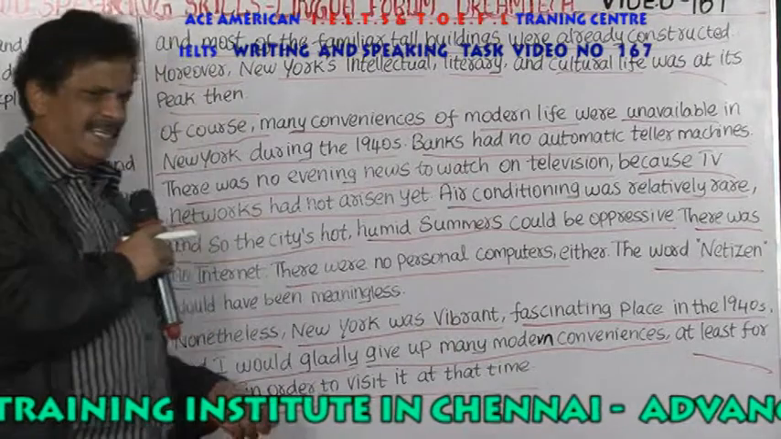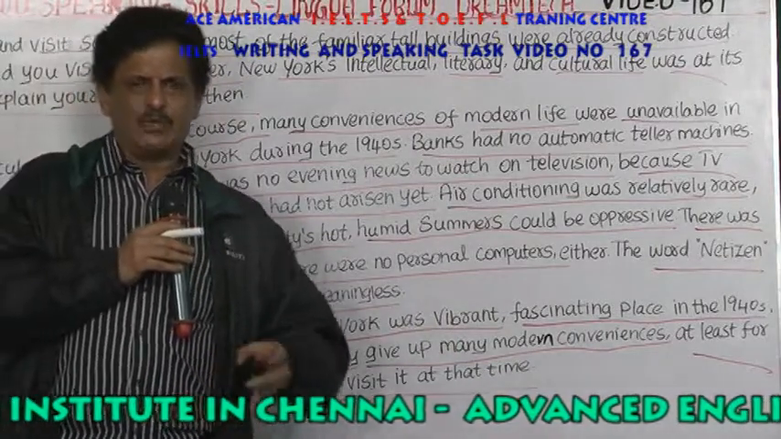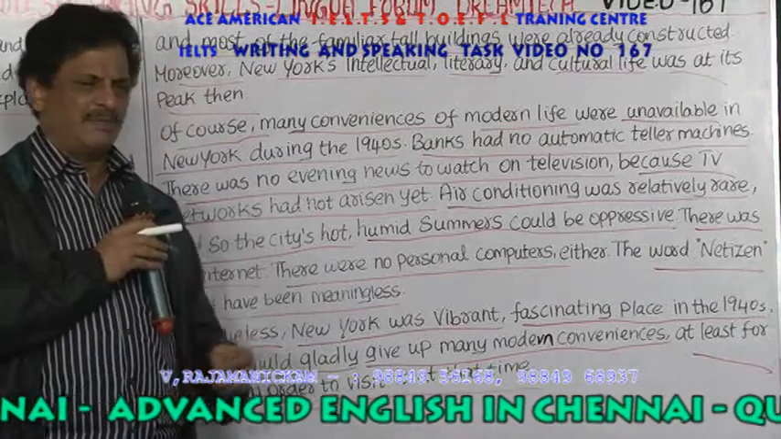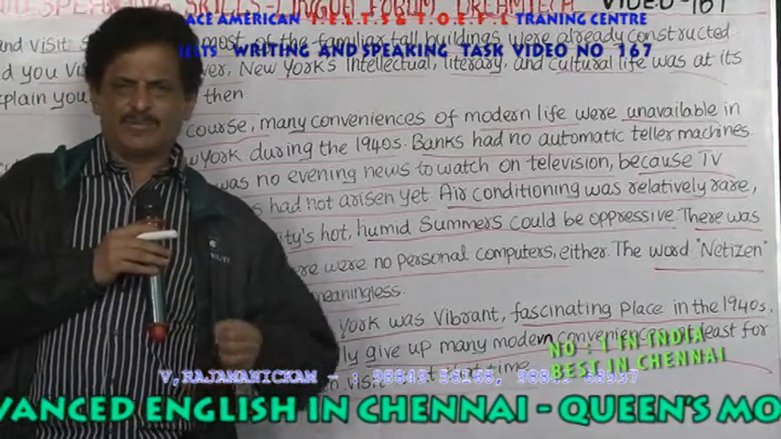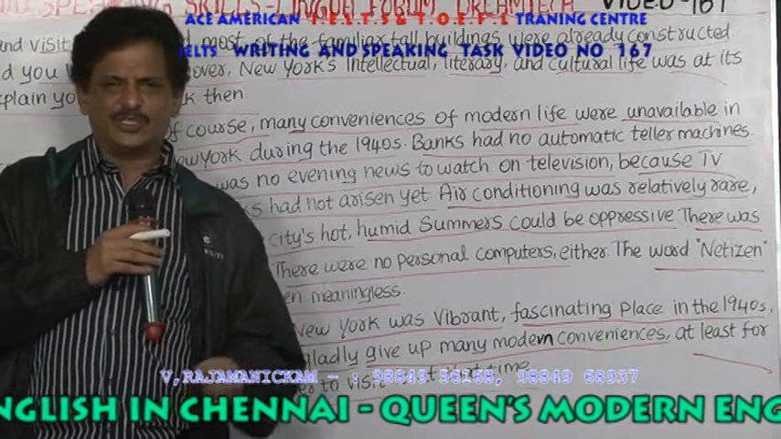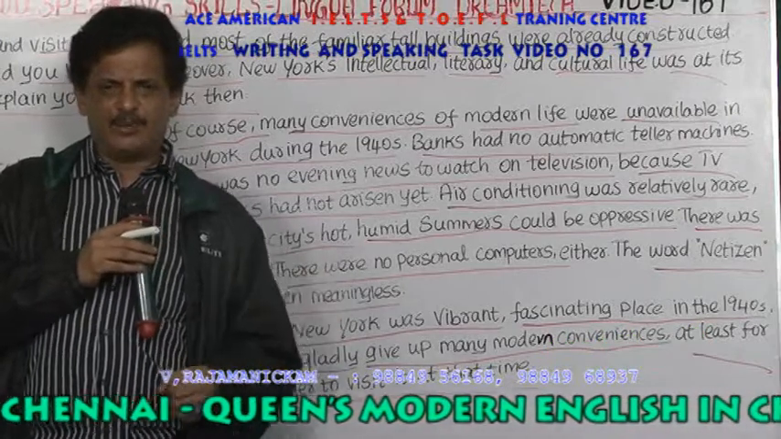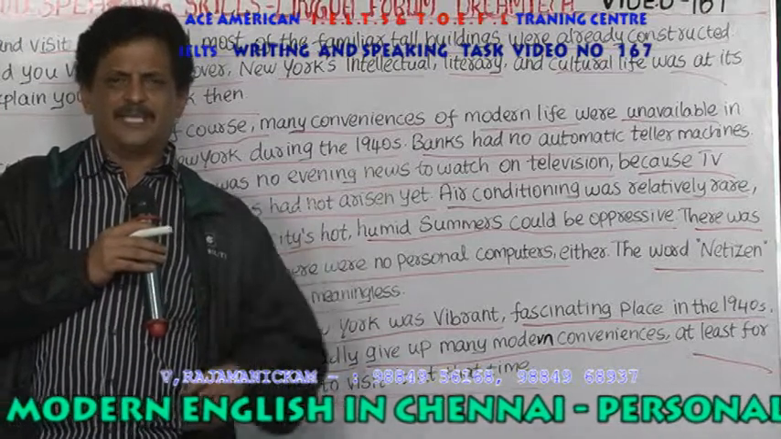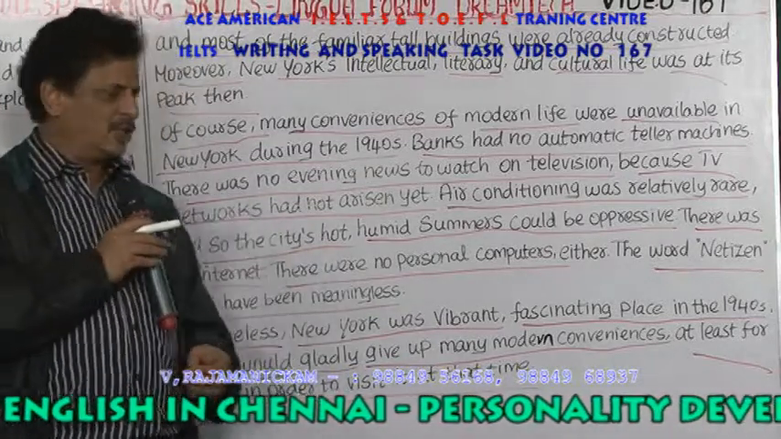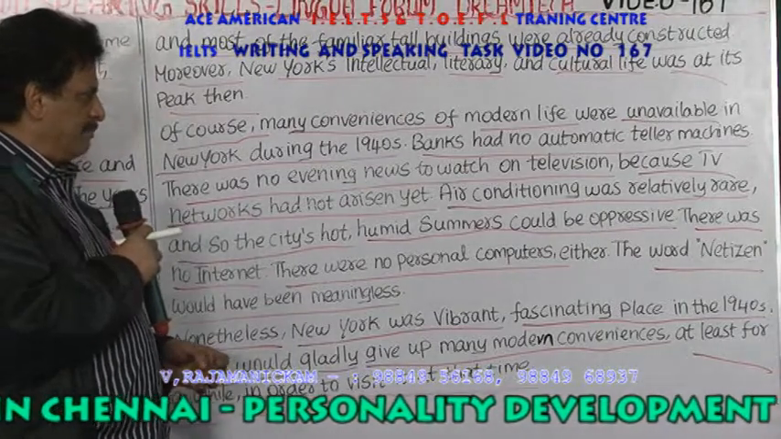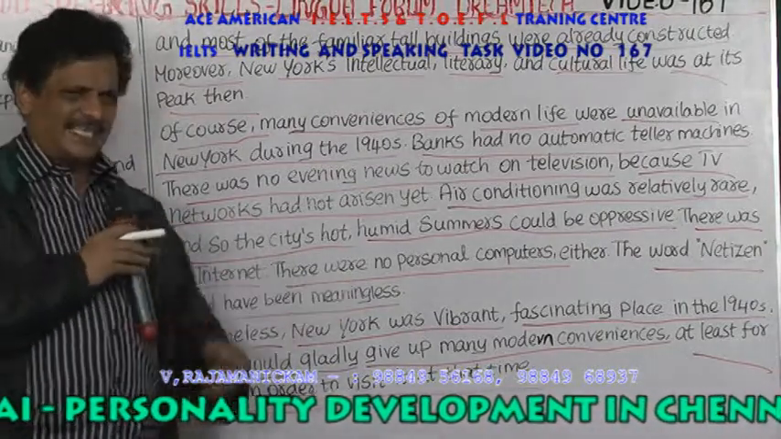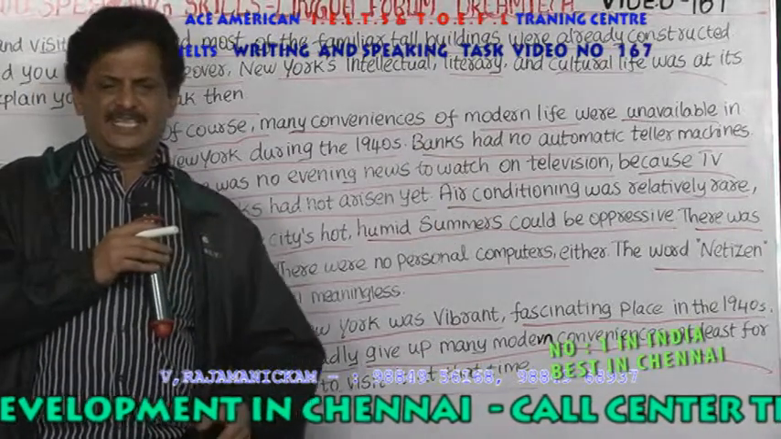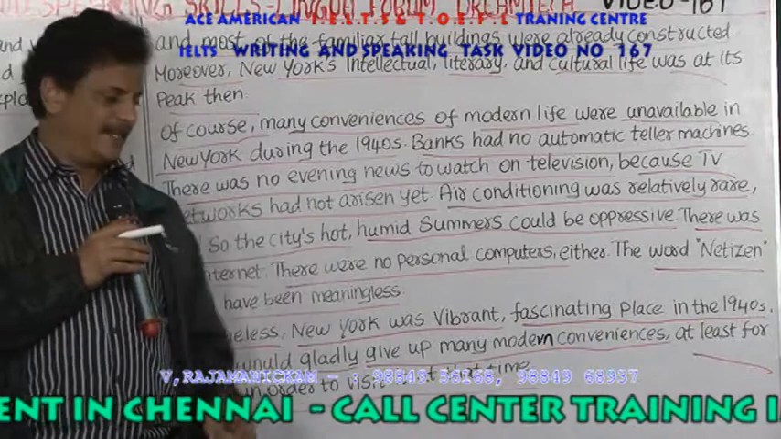Either the word netizen என்றால் என்ன? இணையதளத்திலே ஒருவரும் இணைக்கப்பட்டிருப்பதை நெட்டிசன் என்று சொல்கிறோம். சிட்டிசன் என்று சொல்லும் பொழுது பிரஜை என்று சொல்கிறோம். நெட்டிசன் என்று சொல்கிற பொழுது இணையதளம் மூலமாக கிடைக்கக்கூடிய அந்த பரிச்சயம், அதை நெட்டிசன் என்று சொல்கிறோம். இணையதள பிரஜை would have been meaningless, அது அர்த்தமில்லாததாக இருக்கிறது. ஸோ 1940-50களிலே இந்த வசதிகள் எல்லாம் இப்பொழுது இருப்பது போல கிடையாது.